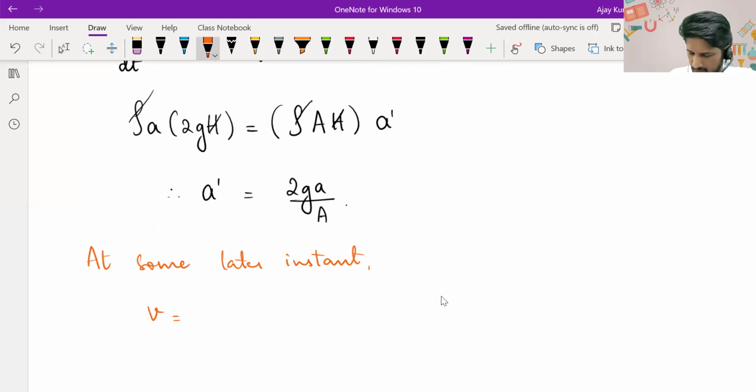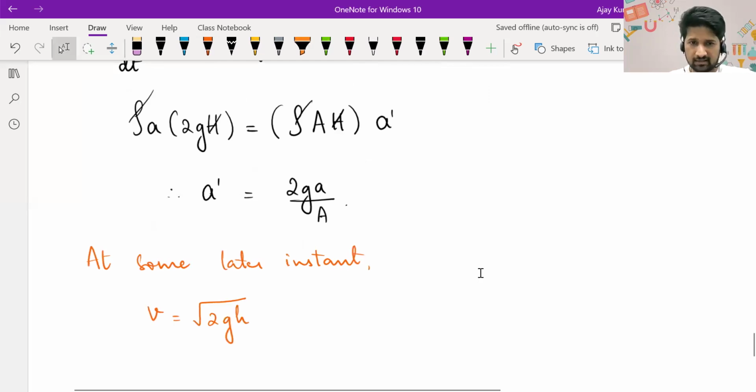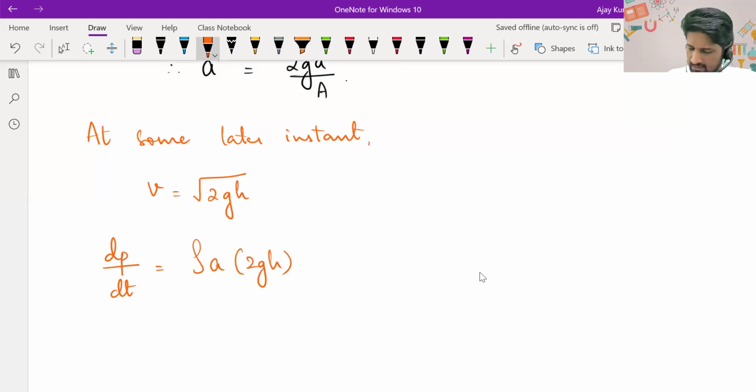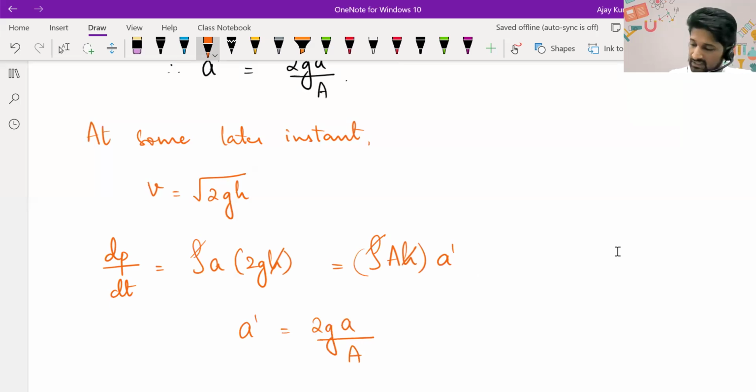the speed of efflux will be under root 2g small h, where small h is the height of water left in the tank. Therefore, rate of flow of momentum from the tank will be rho small a v square, that is 2g small h. And you equate this to mass into acceleration. Mass will be rho a small h multiplied with the acceleration. This way, if you do, you will see that the acceleration is 2g small a by capital A, same as what it was initially.